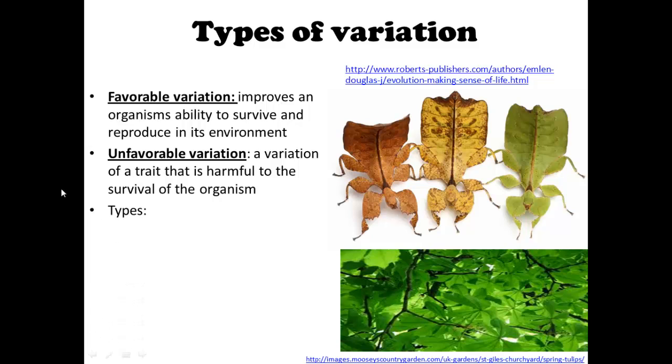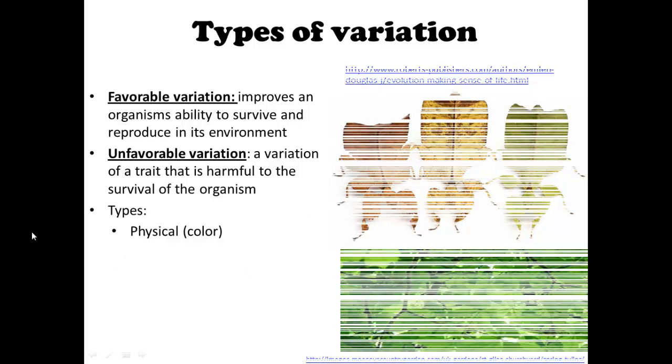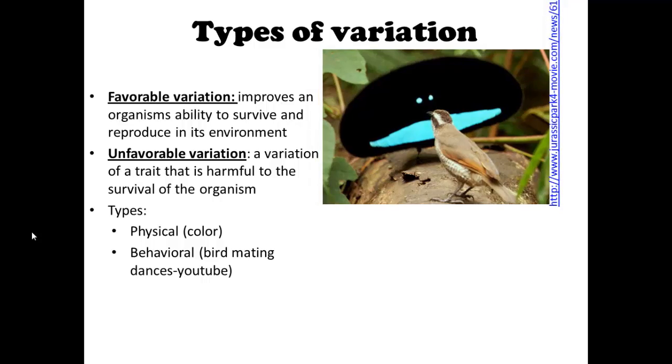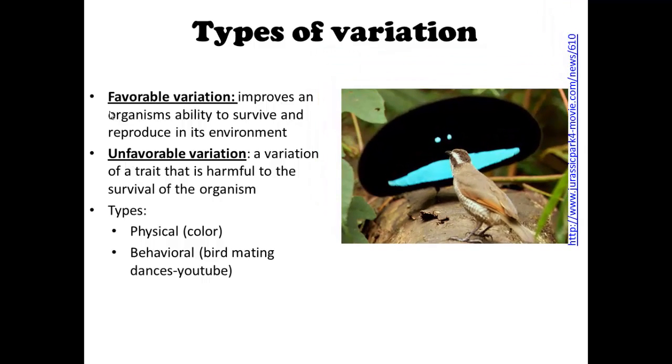Okay, so types of variation. There are physical variations, which are variations in color, so that's what we've been talking about with these leaf bugs. Behavioral variations: for example, this bird here does mating dances. The male does mating dances. They're pretty funny. You can probably look up bird mating dances on YouTube and you'll find some funny ones. So there are behavioral variations.